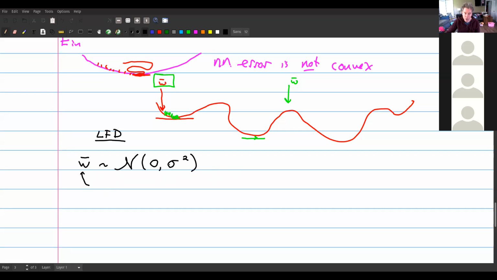The textbook gives the advice that the variance should be so small that sigma squared times the norm of x bar squared, where this is some training x and this is the norm squared, should be much smaller than 1 for all x_n in the training set.